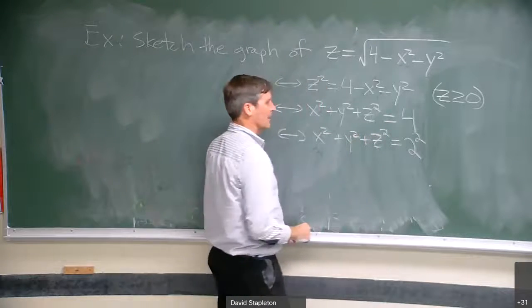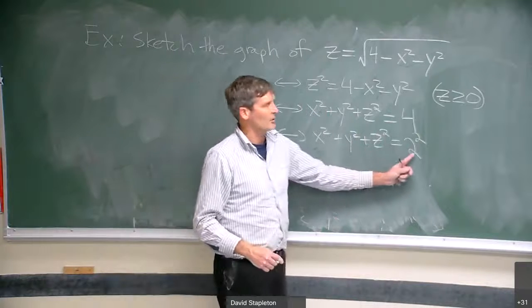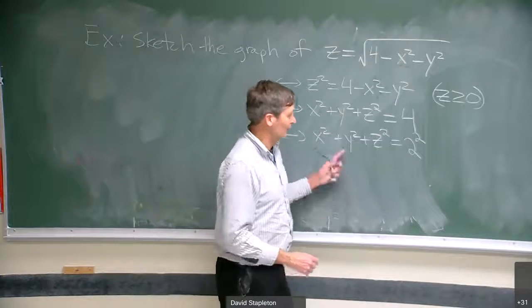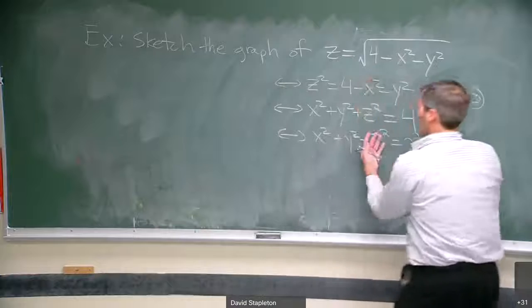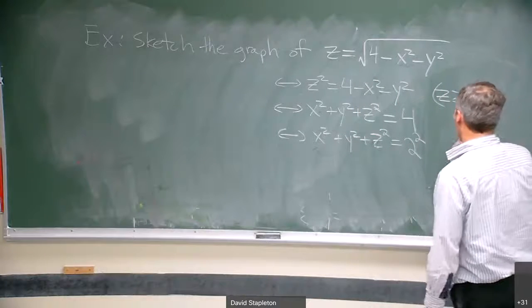What does that look like? X squared plus y squared plus z squared equals r squared is a sphere. Yeah, a sphere in 3 dimensions, right? Just like x squared plus y squared equals 2 squared is a circle in the plane. This is a sphere in 3 dimensions at the origin.